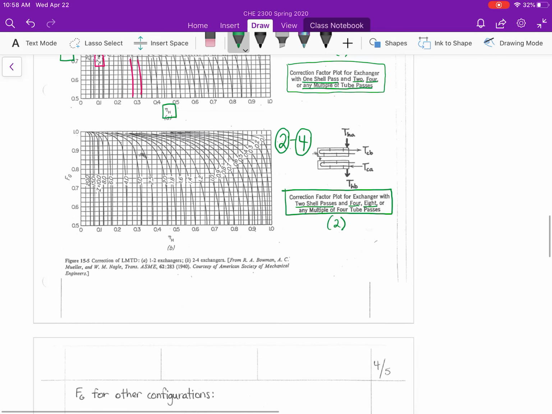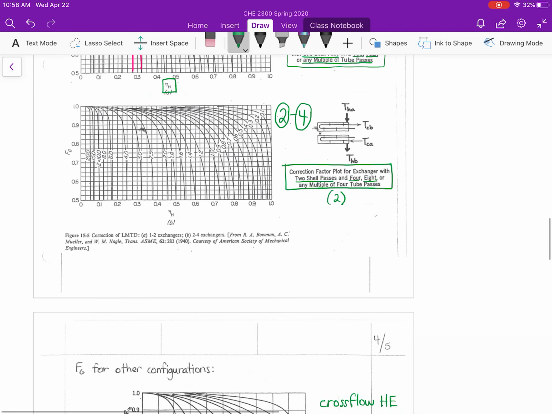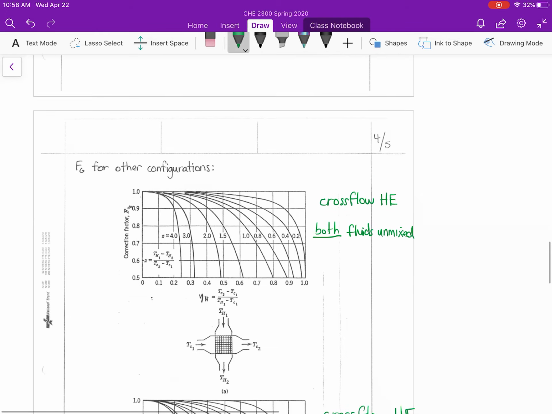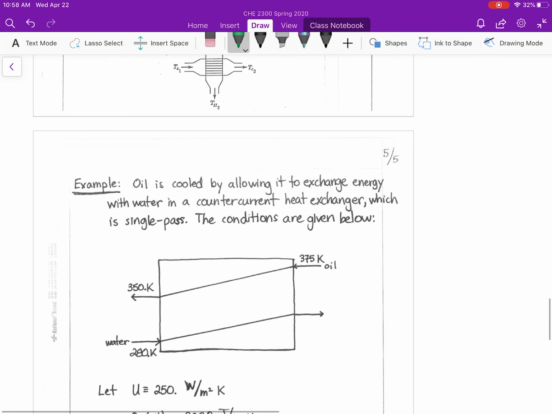Okay, so let's do an example problem so you can see how we might apply these particular equations. So in the following example problem, we have some oil. That oil is being cooled by passing it through a countercurrent heat exchanger, and we're going to use some cooling water to cool that oil down. In this case, we have a single pass heat exchanger.